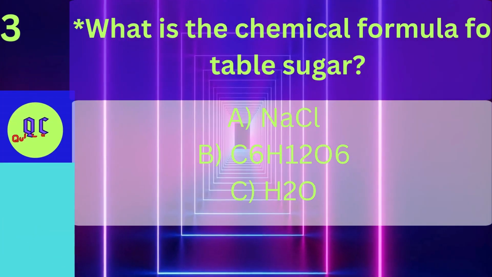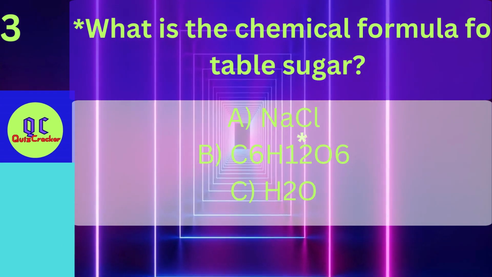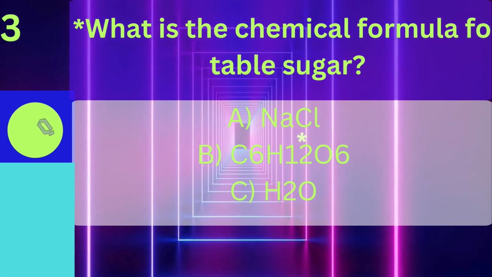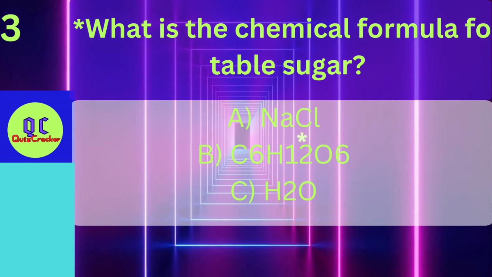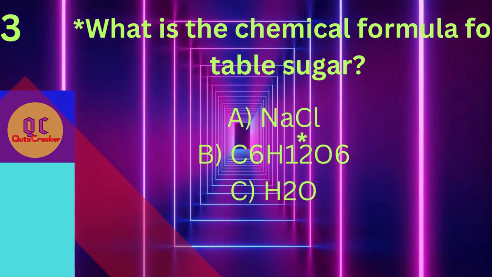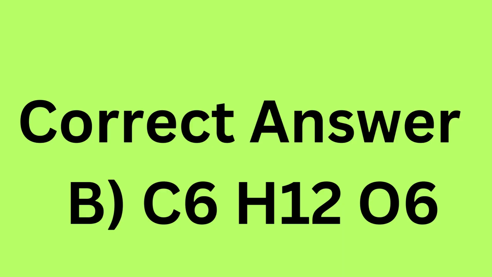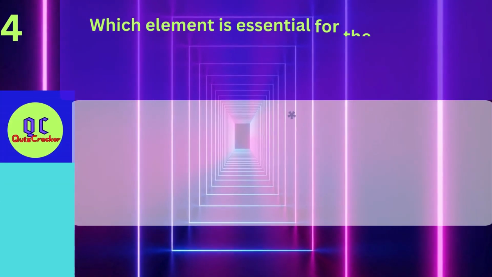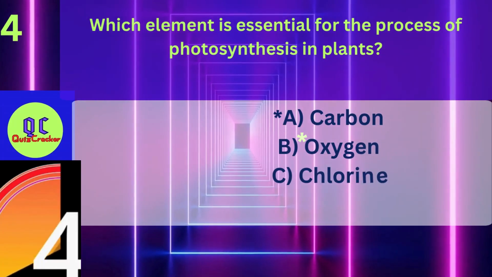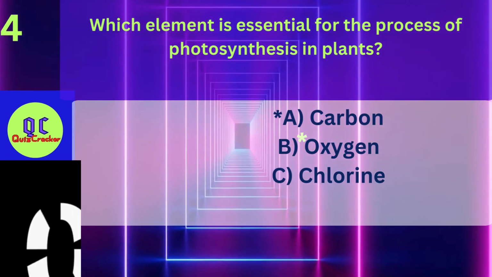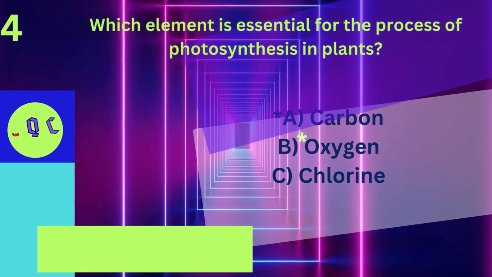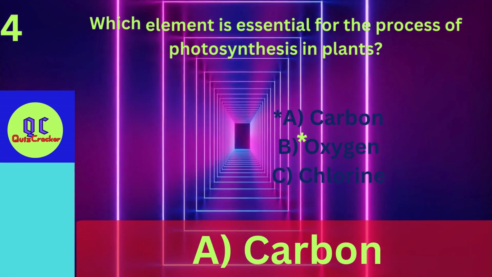What is the chemical formula for table sugar? A. NaCl. B. C6H12O6. C. H2O. Correct answer, B. C6H12O6. Which element is essential for the process of photosynthesis in plants? A. Carbon. B. Oxygen. C. Chlorine. Correct answer, A. Carbon.